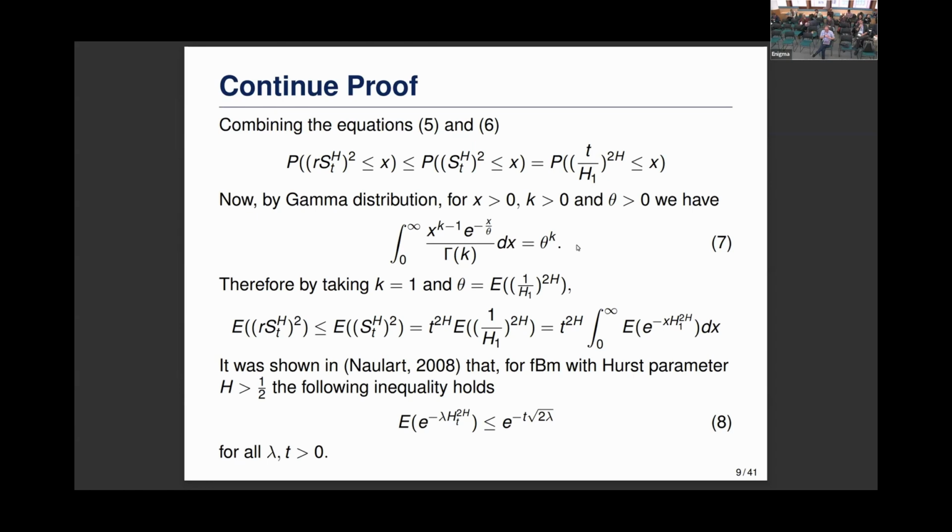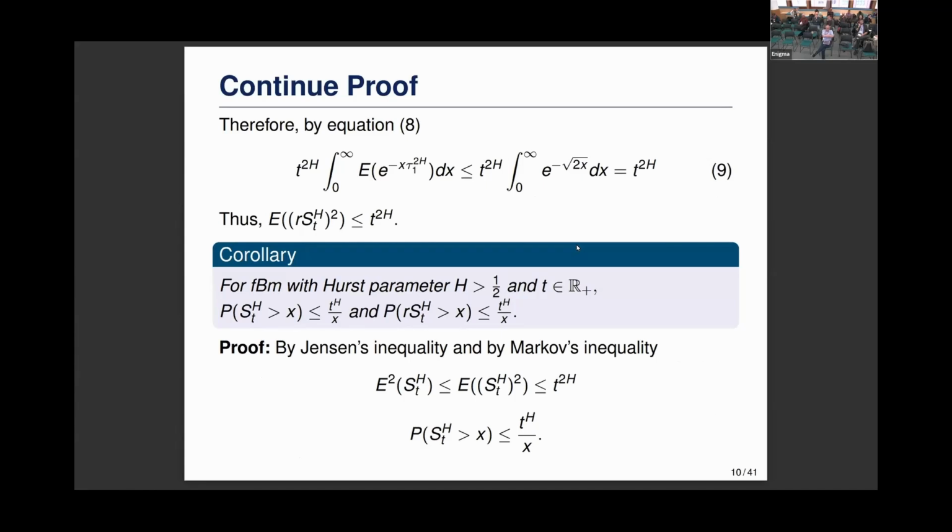this Laplace transform for the fractional Brownian motion, it was shown by Molchan that it is bounded above by such an exponential function. And so using that and by taking the integral, we have actually a simple upper bound for the second moment, which leads us to obtain, by just applying Jensen and Markov inequality afterwards, an upper bound for the tail law of the supremum of the process, and which actually also leads us to obtain an upper bound for the tail of the reflected.